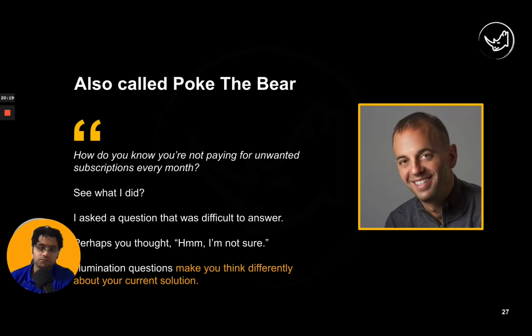There's another individual. His name is Josh Brown. He calls it poking the bear, and he gives an example. He's like, "Well, how do you know you're not paying for unwanted subscriptions every month?" That's a question he would pose to his prospect, and he goes on to say, "See what I did there? I asked a question that was difficult to answer. Perhaps you thought, I'm not sure."